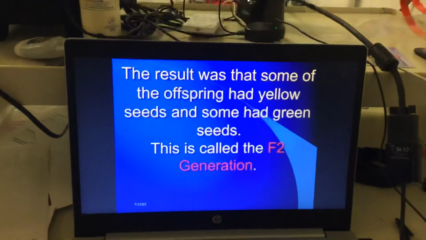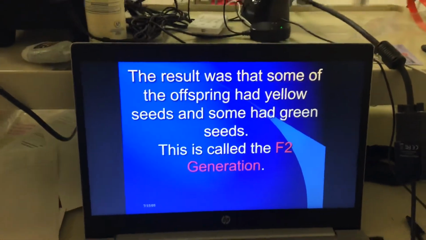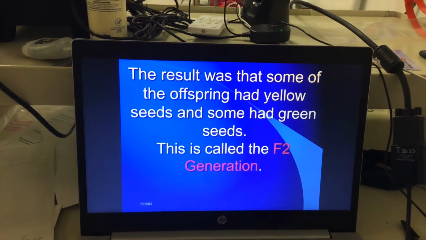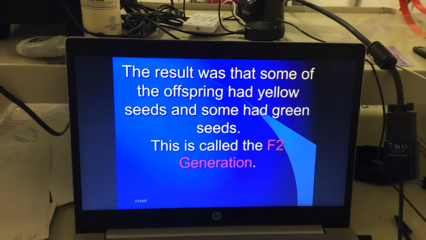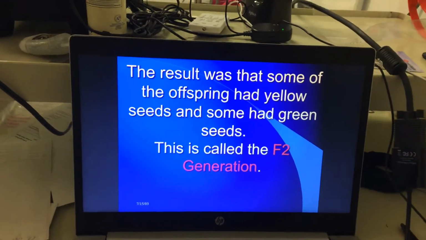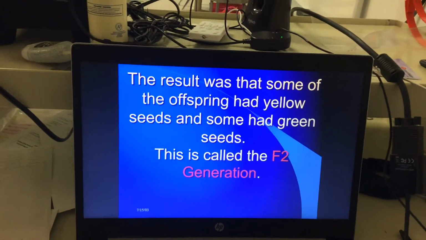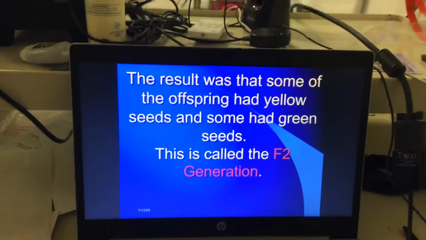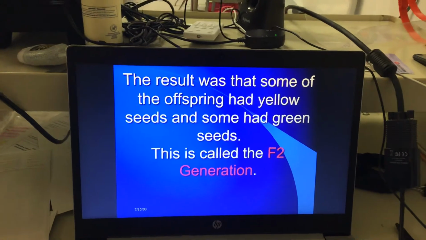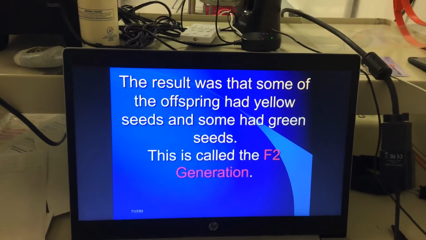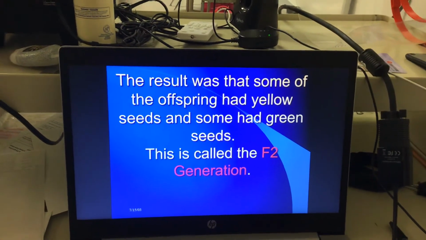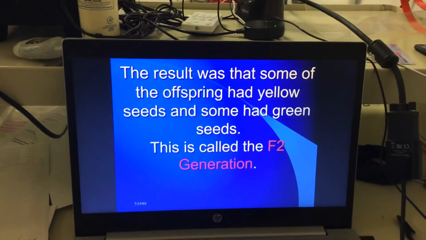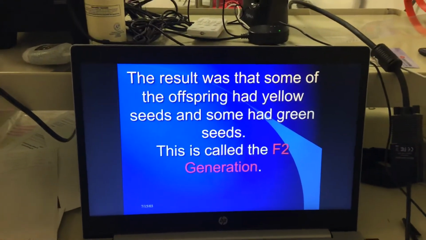Go ahead and write this down. The result was that some of the offspring were yellow and some were green, and he called this the F2 generation. I think of it as family 2 generation. So if my parents were the P1, and my wife and I were the F1, then my kids would be the F2 if we were tracking eye color.